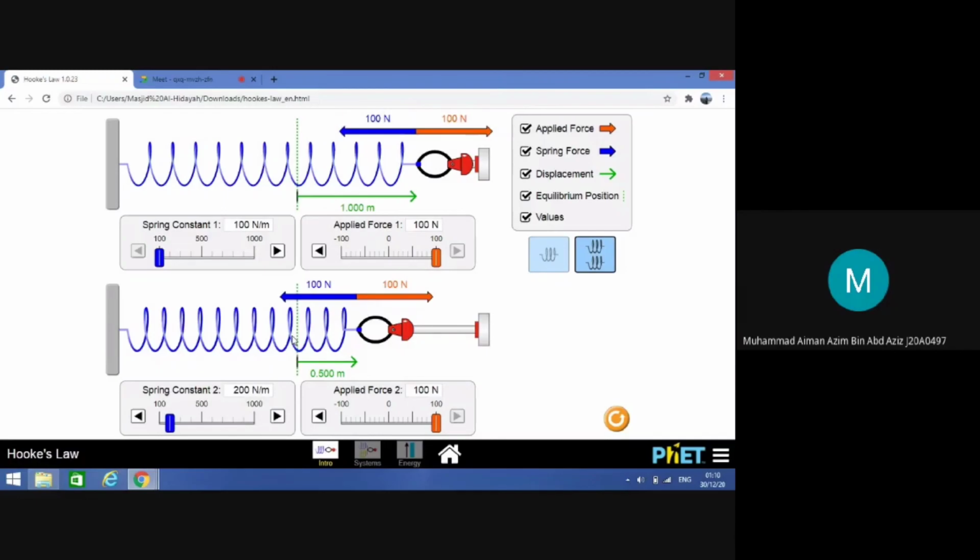So the conclusion is, in this experiment, the strength of a spring changes as the force applied on the spring changes. As the force increases, the strength also increases.